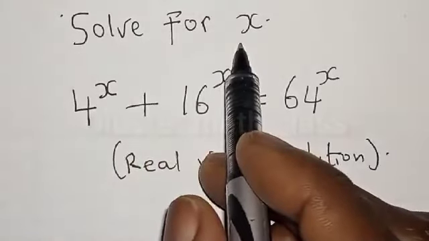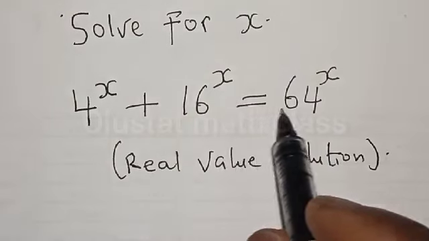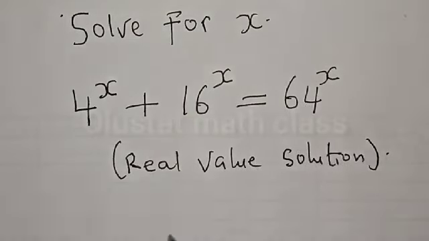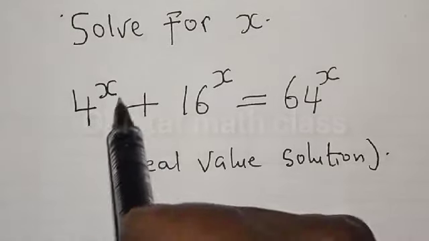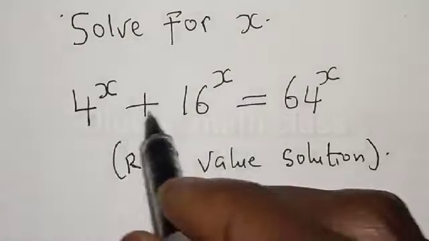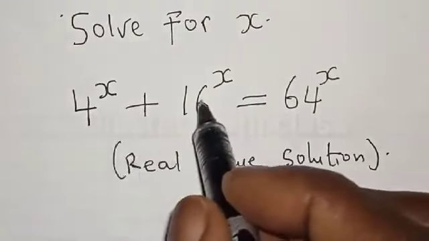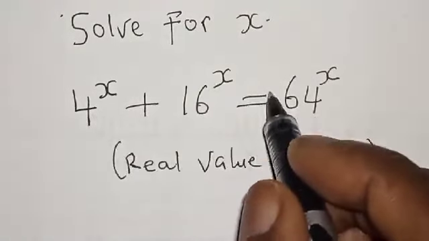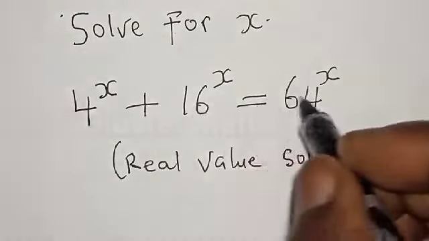Solve for x: 4 raised to power x plus 16 raised to power x is equal to 64 raised to power x. Hi everyone, welcome to my class. In today's class, we want to find the value of x from this given exponential equation, 4 raised to power x plus 16 raised to power x is equal to 64 raised to power x. We want to find the real value solution of this given equation.